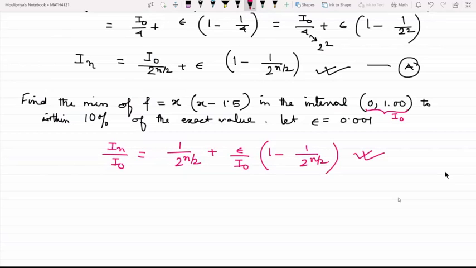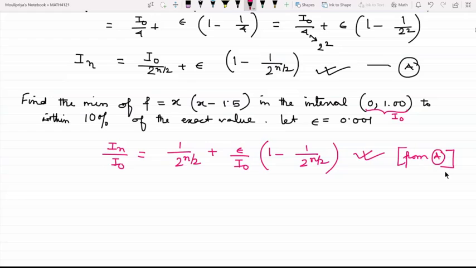Tell me. Can I write this from equation number A? Are you people there? Yes, ma'am. Just tell me, can I write this equation from equation A, where I divide everything throughout by I0? Can this be done? Yes, ma'am. We can write. Fine.